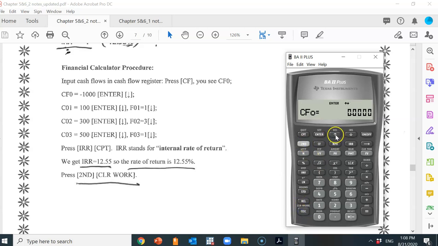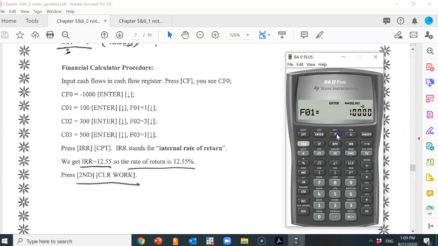Second clear work. We have to press second clear work when we are in the cash flow function. So all your cash flow inputs are wiped out. Okay, so now let's input the cash flows again. Negative 1,000, enter, as cash flow 0, down button, cash flow 1, 100, enter, down button, frequency 1, cash flow 2, 300, enter, down button, frequency 3.